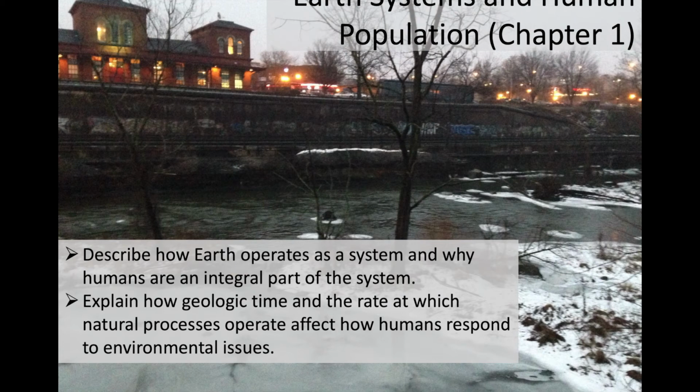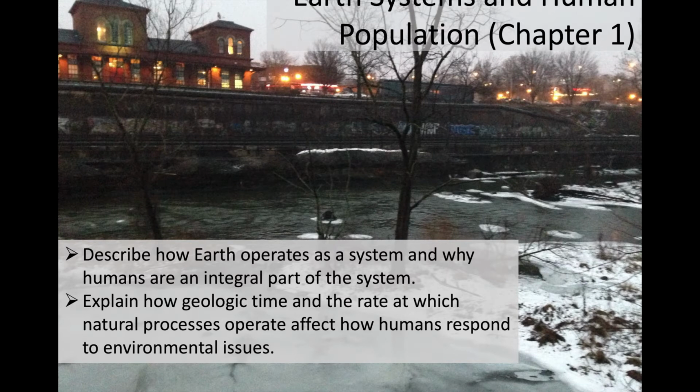In environmental earth science, this week we'll focus on Earth systems and human population, covering some of the material from Chapter 1 of your textbook, which you should be reading. In the first lecture this week, we covered the learning outcome that you should be able to identify the major themes of environmental earth science as a field of study. In this lecture, we'll cover learning outcomes 2 and 3.